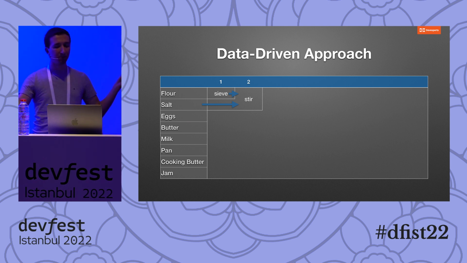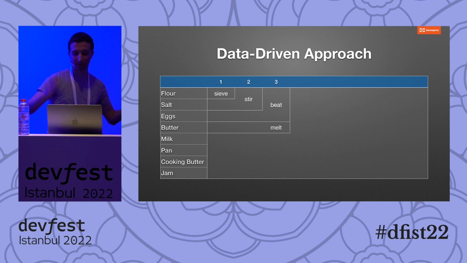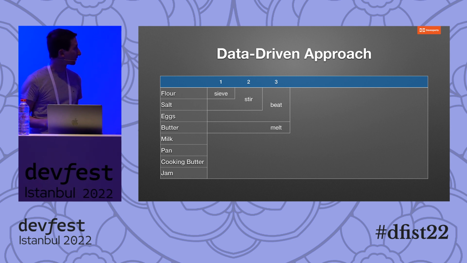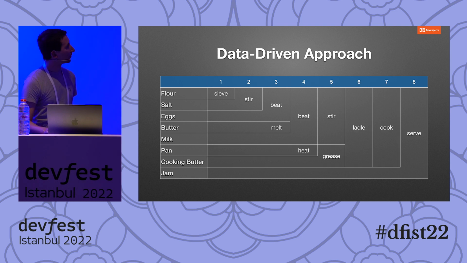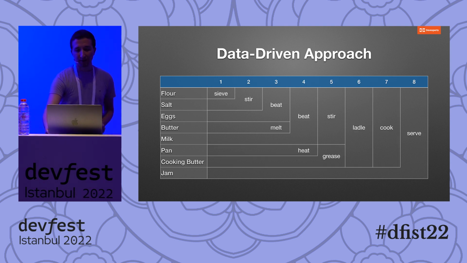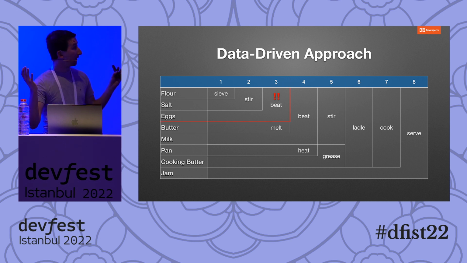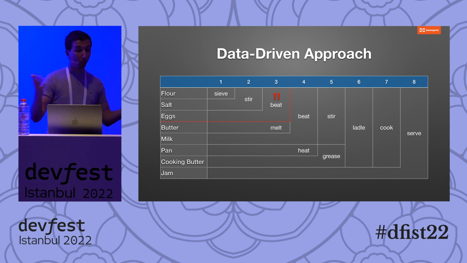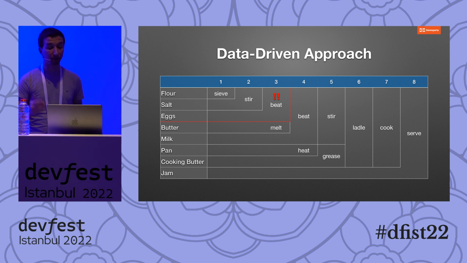Then at step three, I have the beat function, which takes the output of step two and combines it with the eggs. And probably in parallel, I could melt the butter, so I could pass butter to my melt function, and so on. I think you get the idea. So the good thing about this is if at some point I get an error, I can really easily spot it. And it also makes it really easy to determine which operations I need to do again.